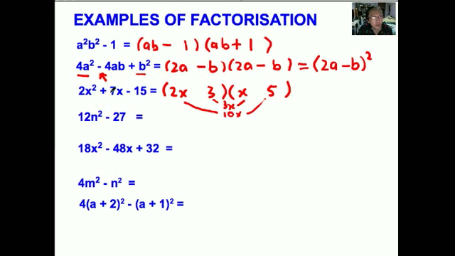Since we need a positive 7x, this must be positive and this must be negative. 10x minus 3x is 7x.